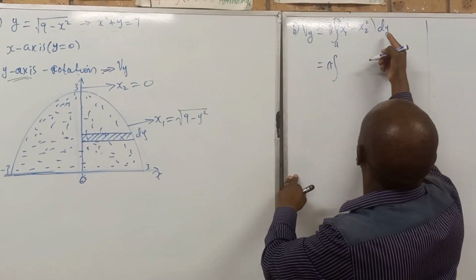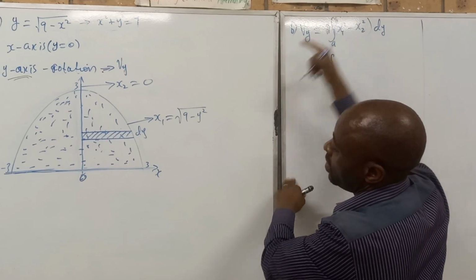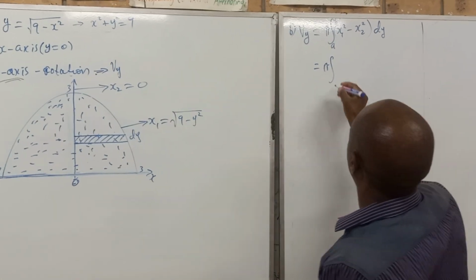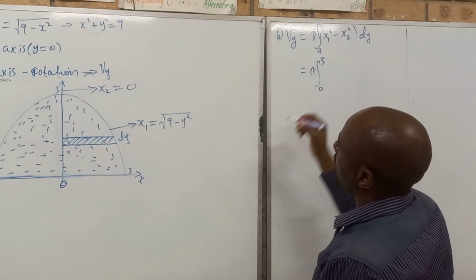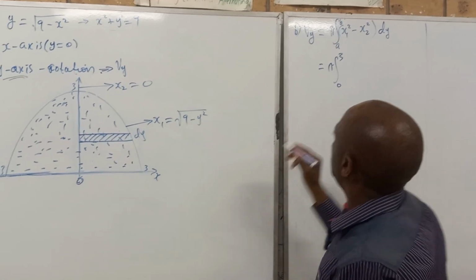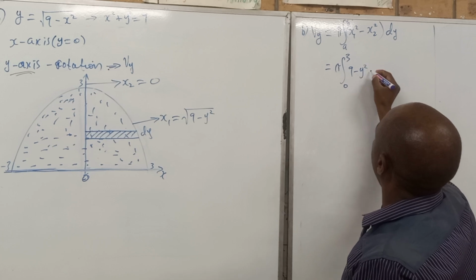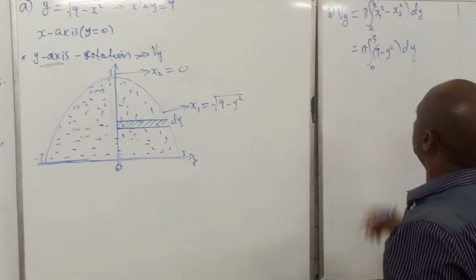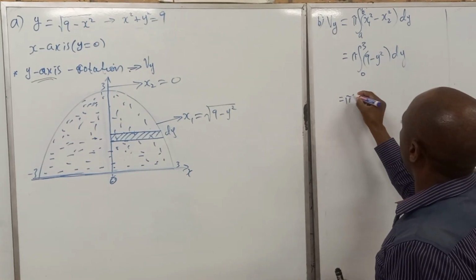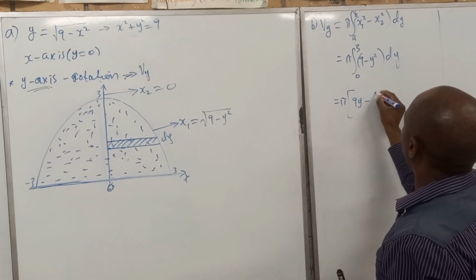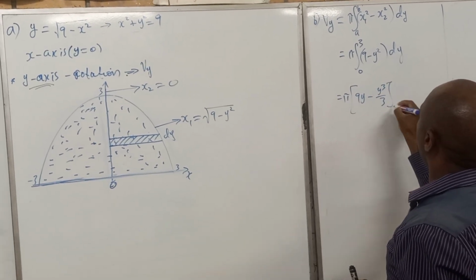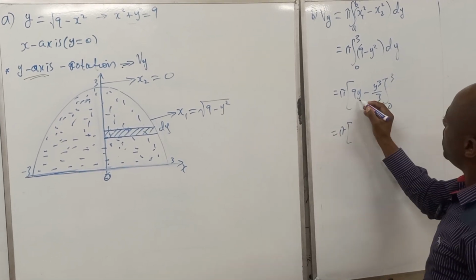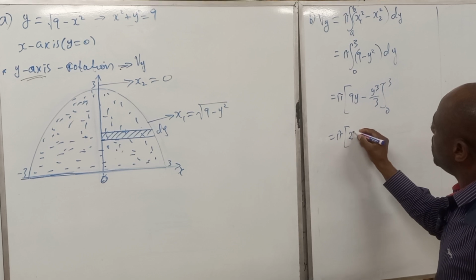So I will now bring my limits along the y-axis. Because the strip touches the y, my limits will be from 0 to 3. Then I take x1 and square it. That will give me 9 minus y squared. My x2, luckily, is 0. So this is a simple thing I'm integrating. If I integrate this, I'll get 9y minus y cubed over 3, from 0 to 3. Then I put in my limits. The upper limit is 9 times 3 minus 27 over 3.